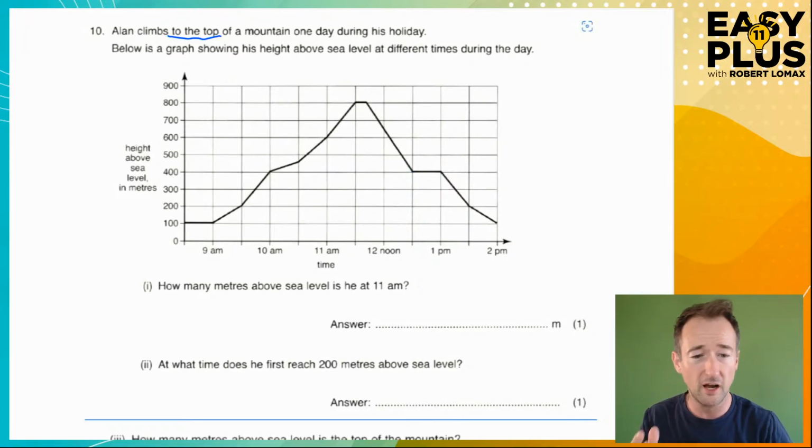Okay, so that's the kind of thought process it's worth having about something like this before you get into it, because now we understand what's going on here and we're in a position to answer the questions.